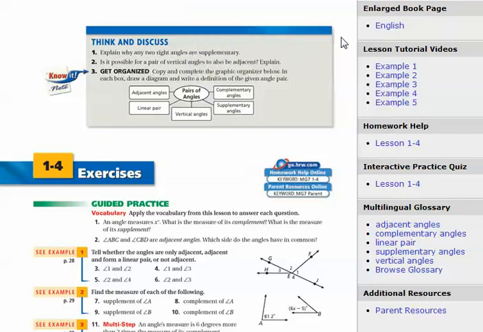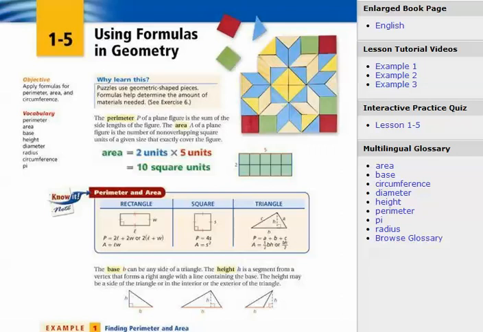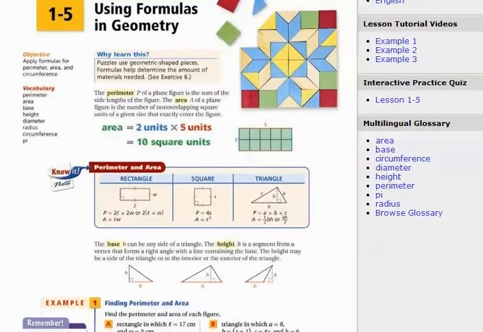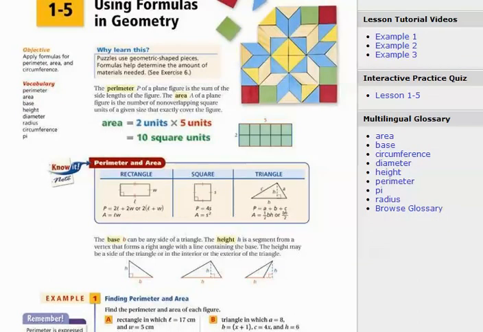Let me go on then to section 5 and talk briefly about that. Using formulas in geometry, of course, there are a lot of formulas out there. We want to make sure that we understand what formulas and things have those formulas down and what they apply to. And this is where really you can use some practical applications for geometry.